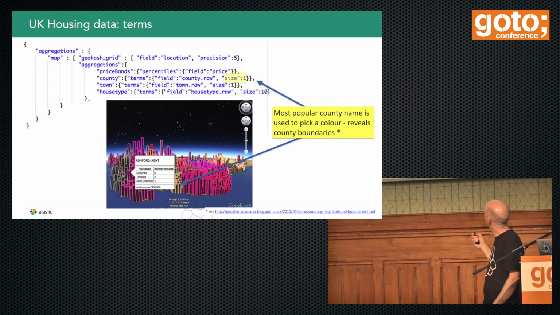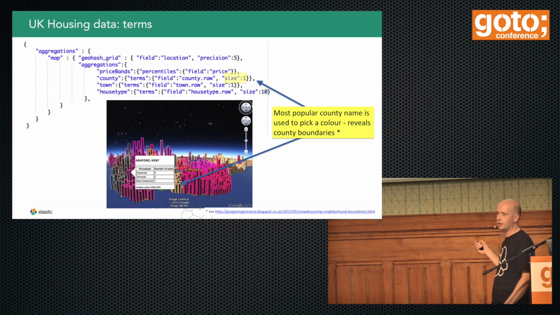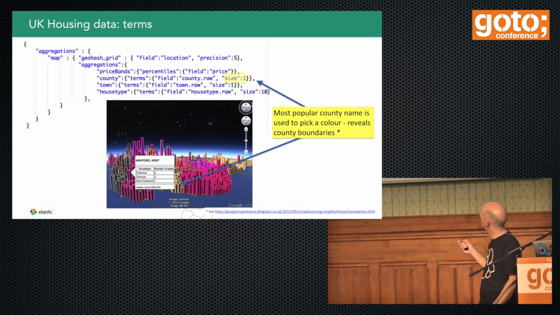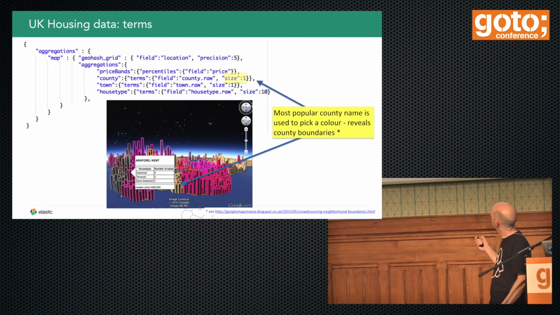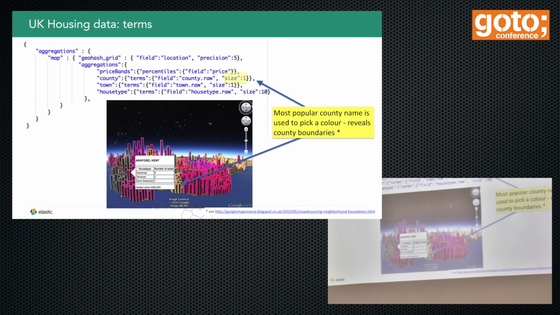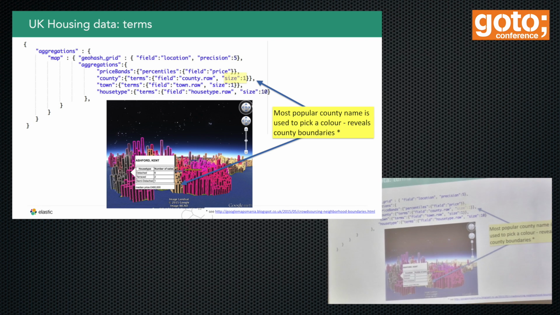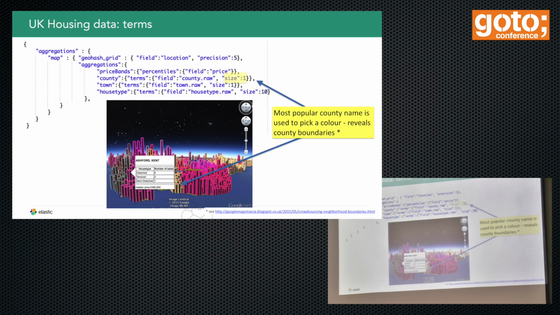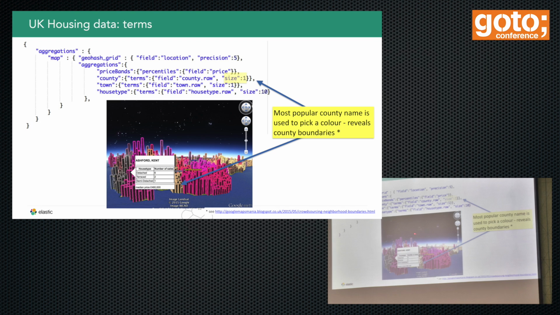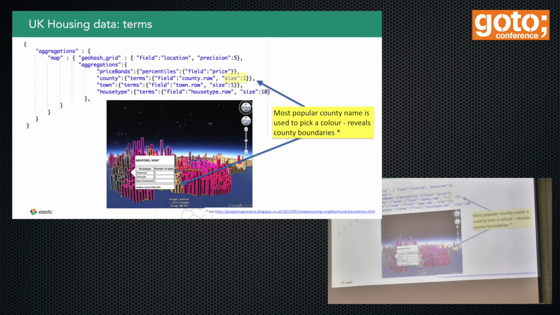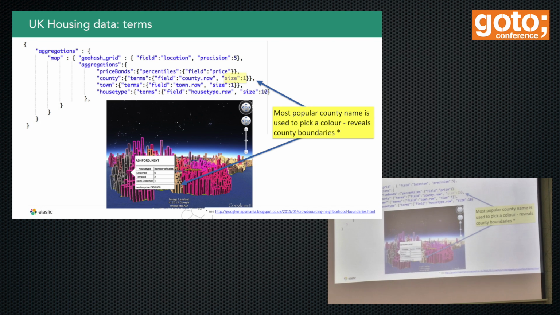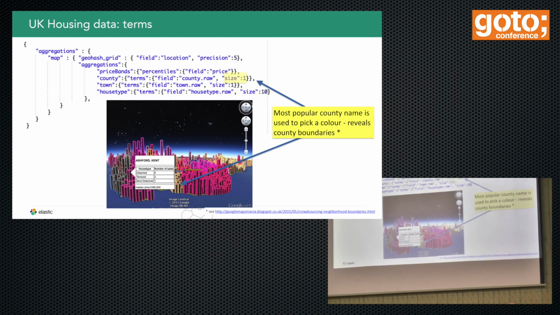Next thing we've got going on is the color of these bars. You've noticed I'm using the terms aggregation here to summarize within this cell what is the most popular, size 1, meaning I only want one result back. What is the most popular county name that is used to describe houses that are being sold there? And that draws for us, if you like, the shape of the counties in the UK. Because we're taking the most popular one in every location, and the net result of that is you can actually get a map and see where the boundaries of all the counties are.